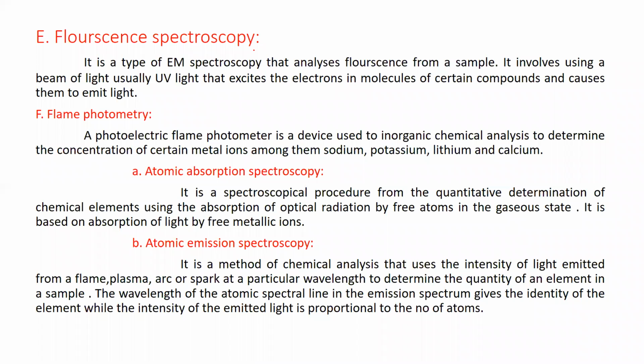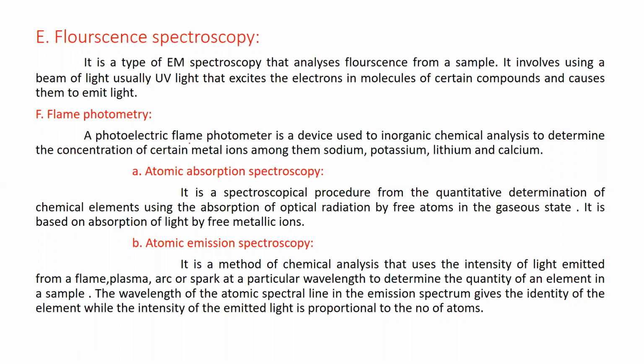Fifth one is fluorescence spectroscopy. It is a type of electromagnetic spectroscopy that analyzes fluorescence from a sample we are going to analyze. It involves using a beam of light, usually UV light, that excites the electrons in molecules of certain compounds and causes them to emit.